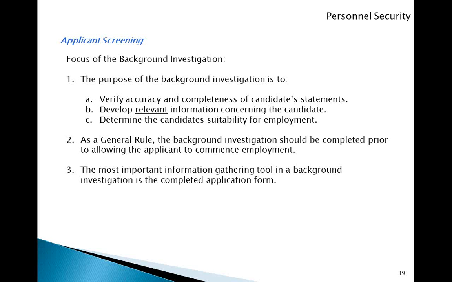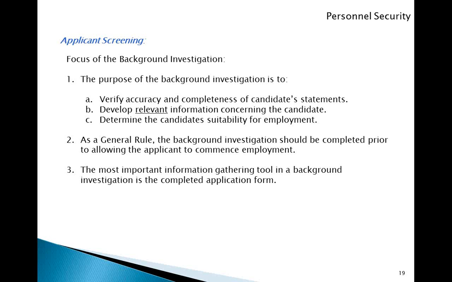Now we've got the applicant in, we're thinking about hiring, we need to do our pre-employment investigation. This is called a background investigation. The purpose of the background investigation is to verify the accuracy and completeness of a candidate's statements. So the first step is to get the application, look at it, and make notes of any omissions or suspect items that you want to follow through with. You must develop relevant information concerning the candidate. By relevant, I mean it has to apply to the position they are seeking, okay?